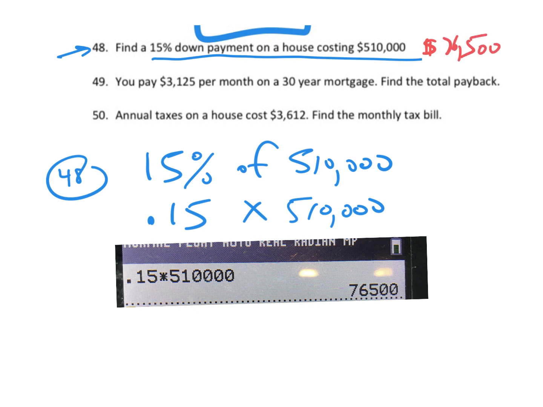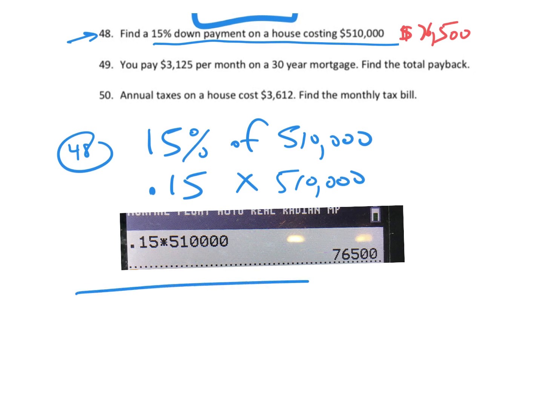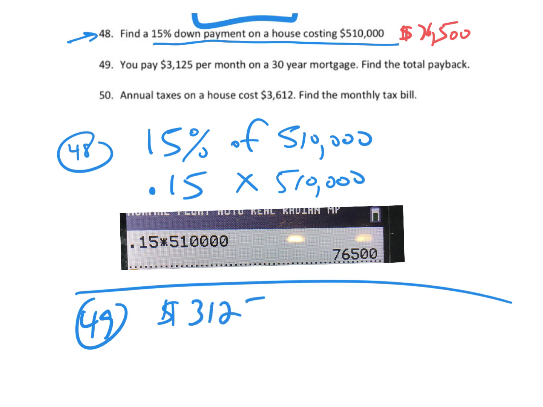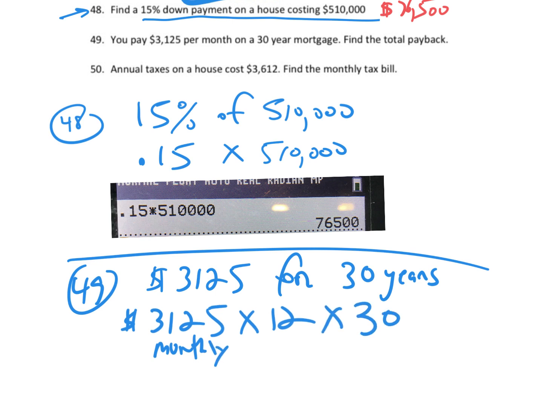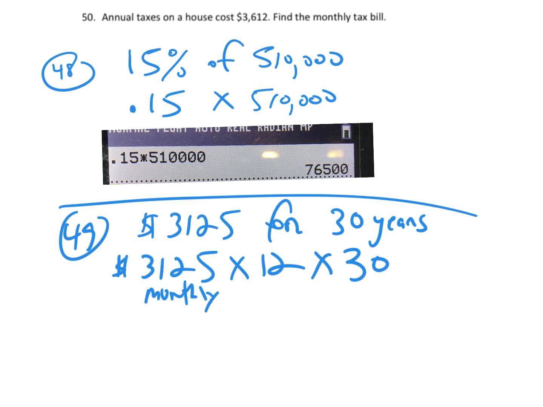For number 49, you pay $3,125 a month for 30 years. Find the total payback. Well, here's what we're going to do. We're going to take the $3,125. We have to multiply it by 12 because this is our monthly payment, and there's 12 months per year. And then we're going to take that and multiply it by 30 because it's a 30-year mortgage. So we're going to do 3,125 times 12 and then by 30.